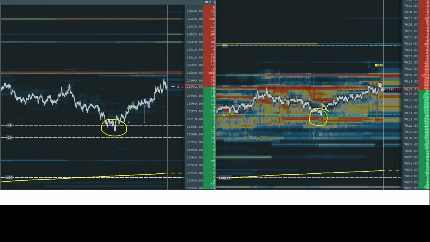MBO data, that kind of information is from Bookmap. They give us when the price hits stop orders. Also, when the price hits big liquidity levels.